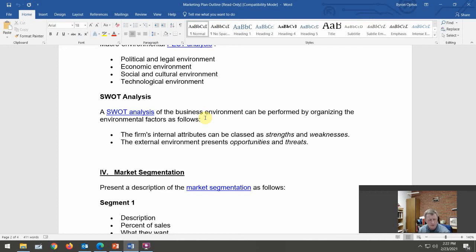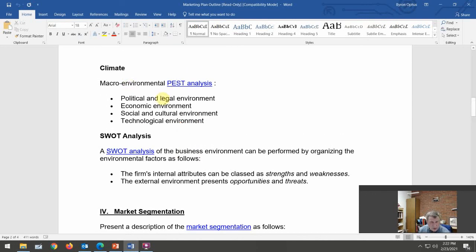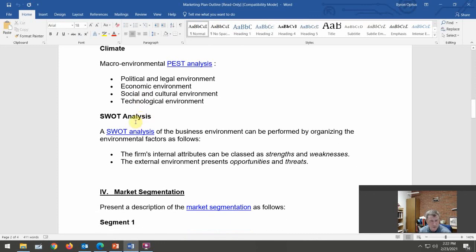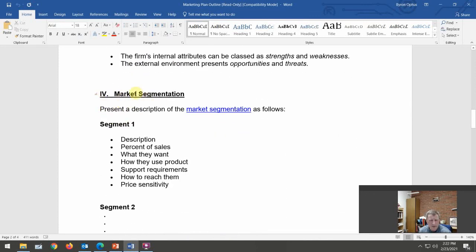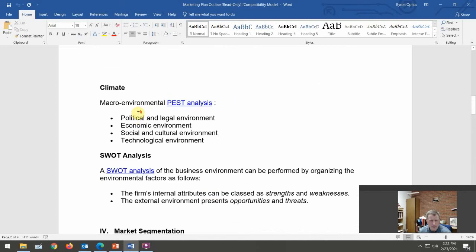Okay, and it tells you what your strengths are compared to them, what your weaknesses are. It's okay to look at your weaknesses and maybe how you're going to overcome those. What are the opportunities? It could be geographic areas, it could be demographic areas, it could be product development, different things like that could be your opportunities. And what are the threats to your business? Again, one of the threats could be this political and legal environment if you're in a firearms type of a business or something.